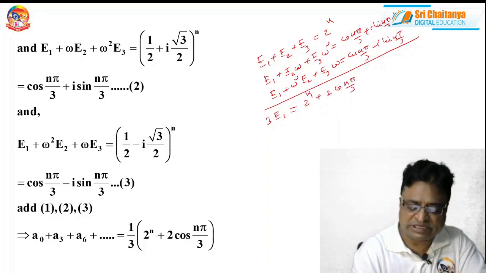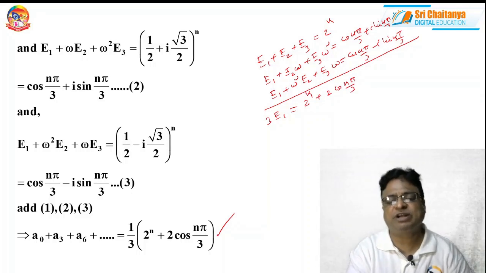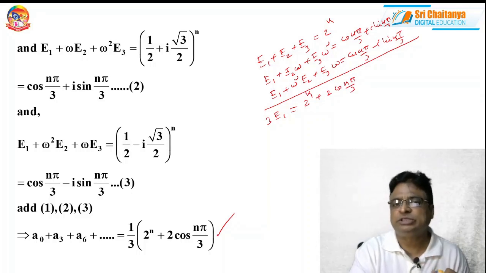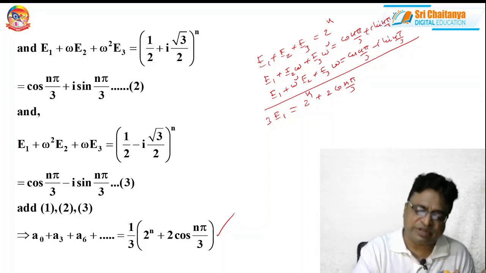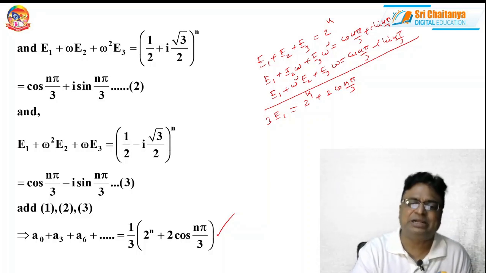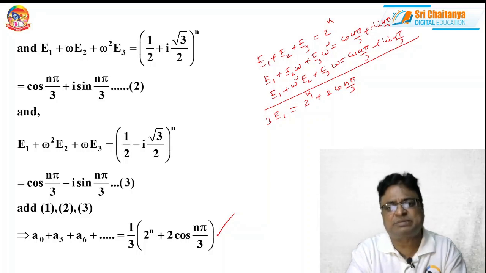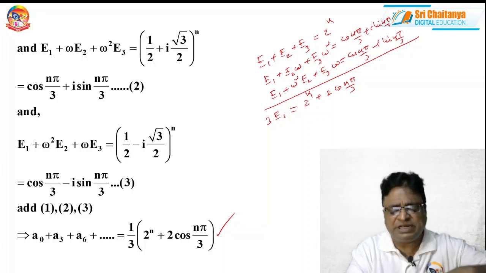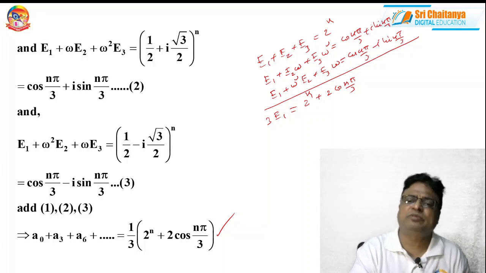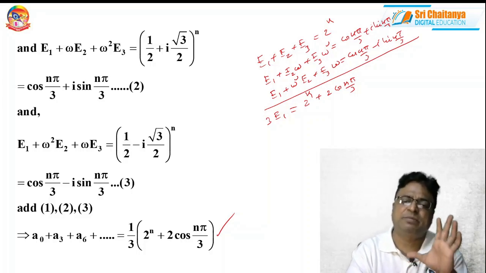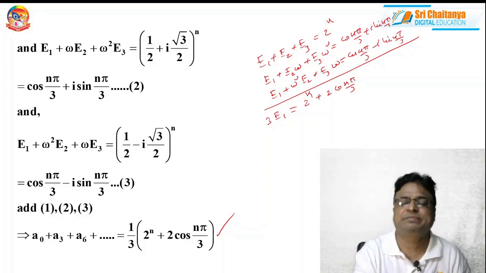The same thing I have written. Therefore E1 equals... what is E1? A0 plus A3. So like that, sometimes we can add, sometimes we can subtract, and sometimes in the place of omega we may substitute i, sometimes minus i. These different kinds of application-oriented problems are very, very important, especially for competitive examinations. You need to practice.